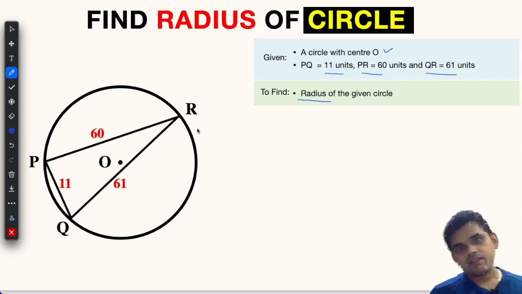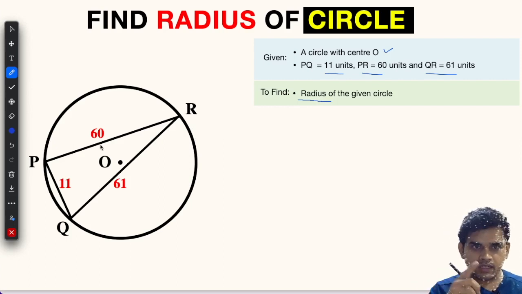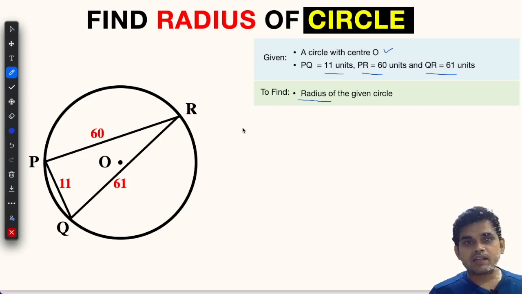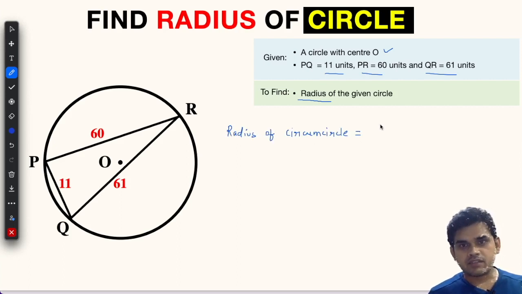Basically we can see that there is a triangle and the circle circumscribes this triangle. So this circle is a circumcircle. We know that there is a formula. The formula for the radius of the circumcircle is equal to ABC divided by 4 times delta.